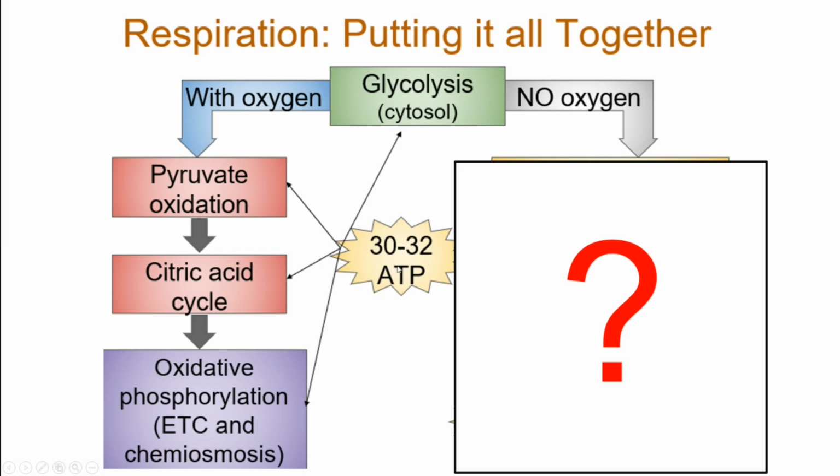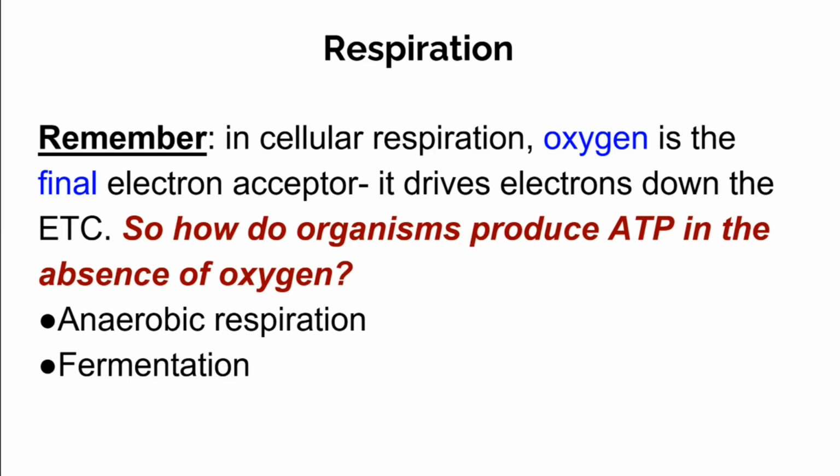But again, today's focus for class is talking about what happens if we do not have oxygen. So cellular respiration without oxygen. Okay, so we want to remember that in cellular respiration, oxygen is the final electron acceptor. It drives electrons down the electron transport chain. So how do organisms produce ATP in the absence of oxygen? There's two major ways we see this happen.